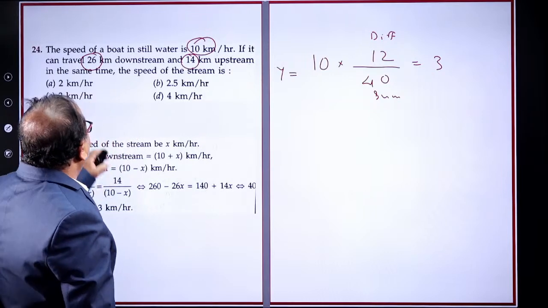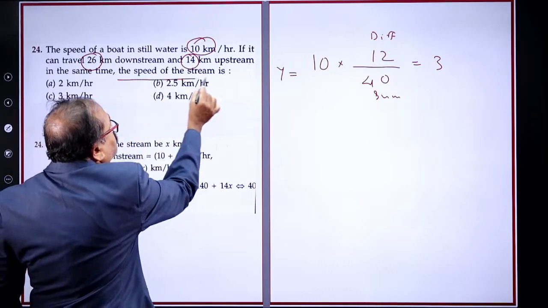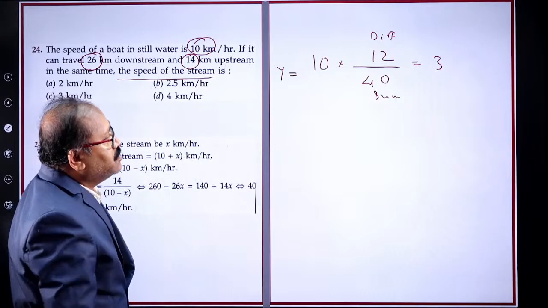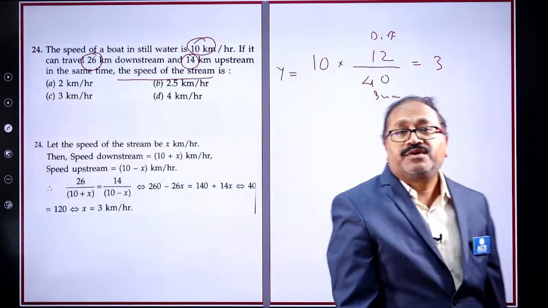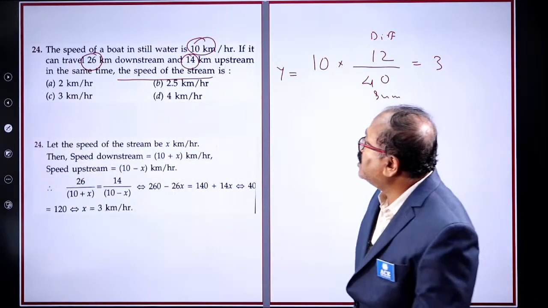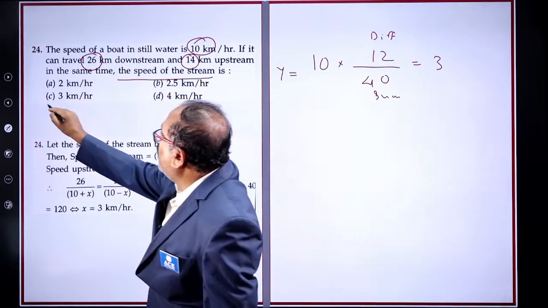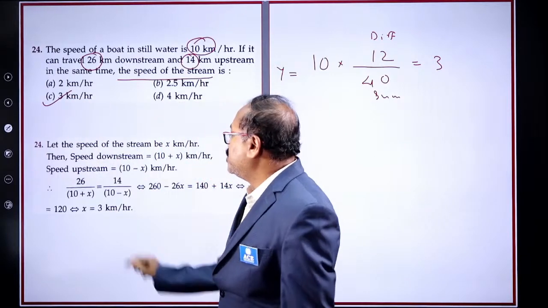Now, what is the question? The question is, what is the speed of the stream? And the speed of the stream is 3 km per hour. So, do we have any option 3 km per hour? Option choice C, 3 km per hour.